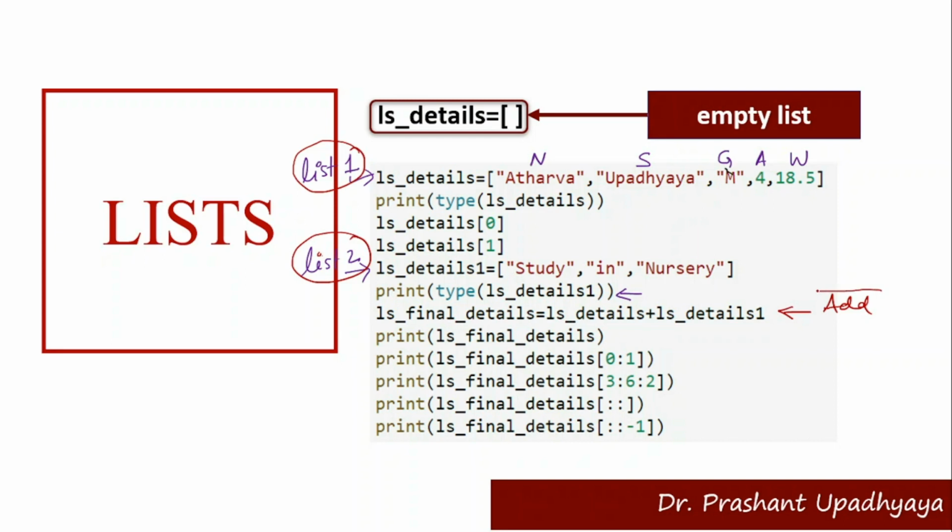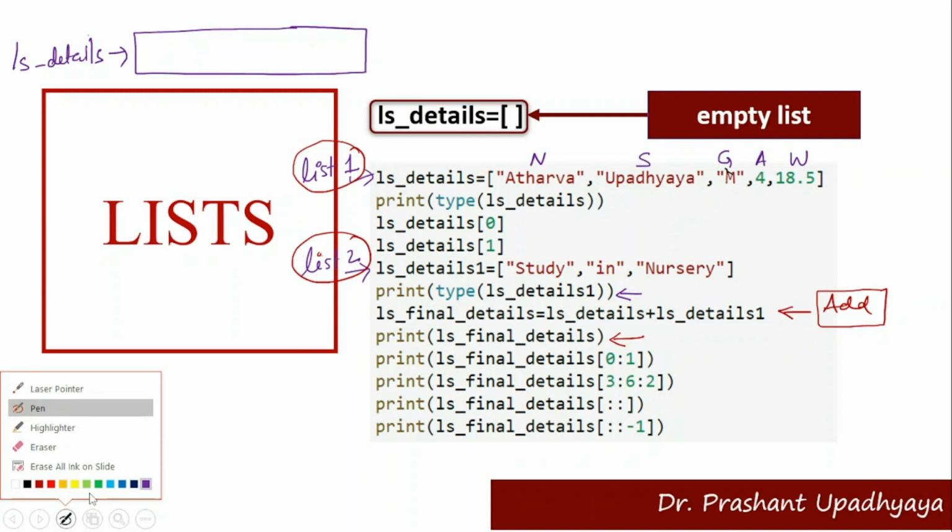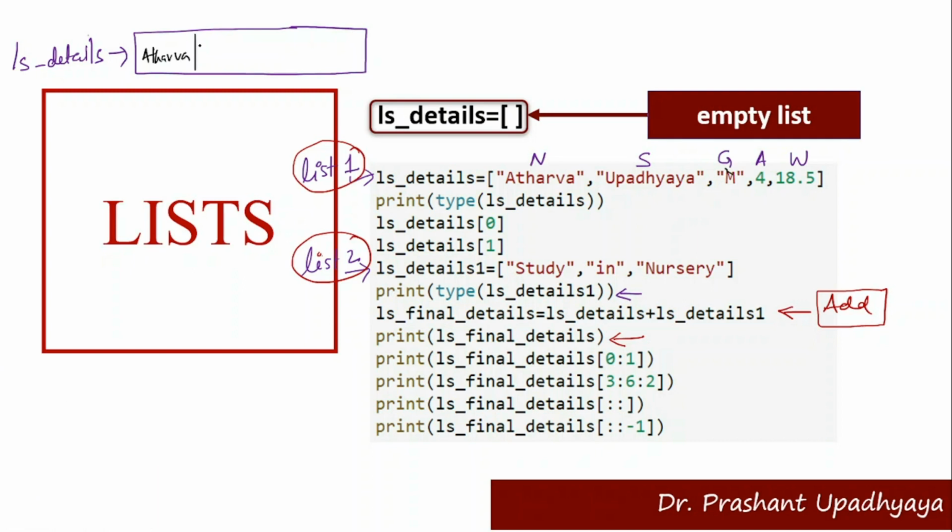So what we are doing, we are trying to add the list, and then we are going to see what the final list is. Initially I have created a list, ls_details. In this I have stored the values Atharva, Upadhyay, then M for the gender, then 4, and then 18.5.